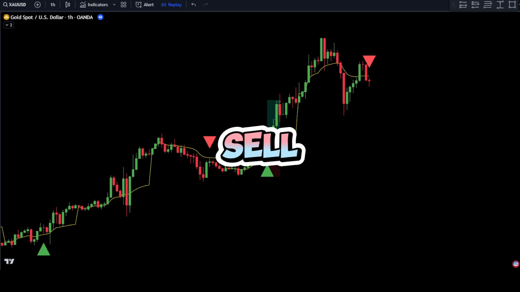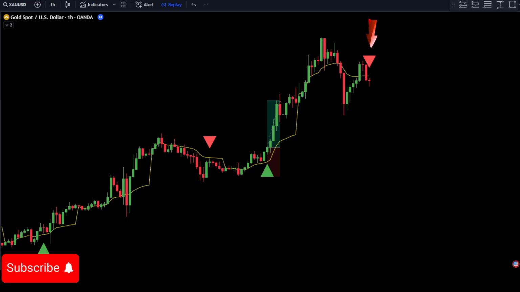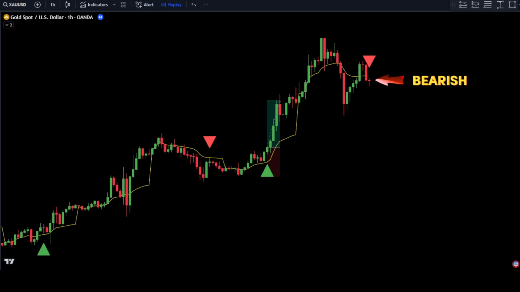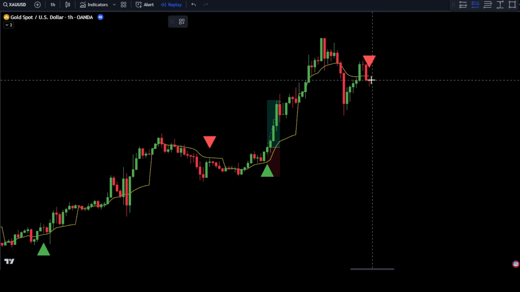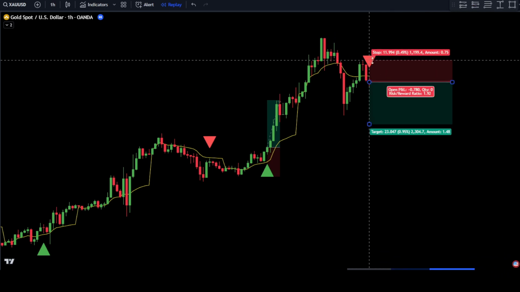How to place a sell order. If the SMA 10 crosses below the SMA 30 or a red triangle appears, it is a sell signal. Ensure the price candlestick is below or closes below the VWAP line. As confirmation, make sure the formed candlestick is a bearish candlestick. If all conditions are met, you can place a sell order after the bearish candlestick has closed.